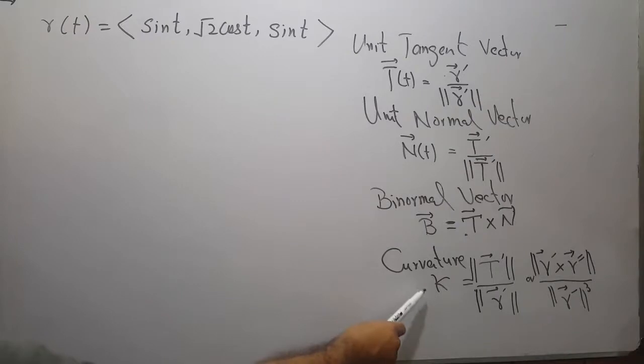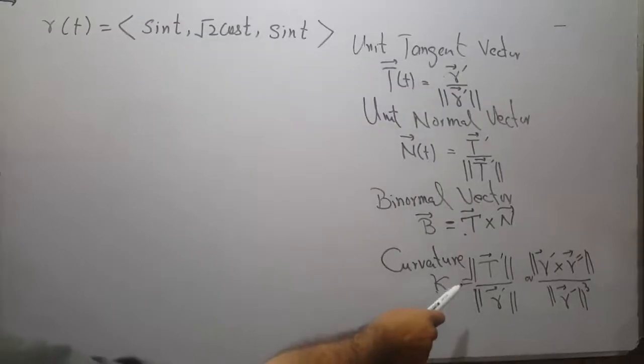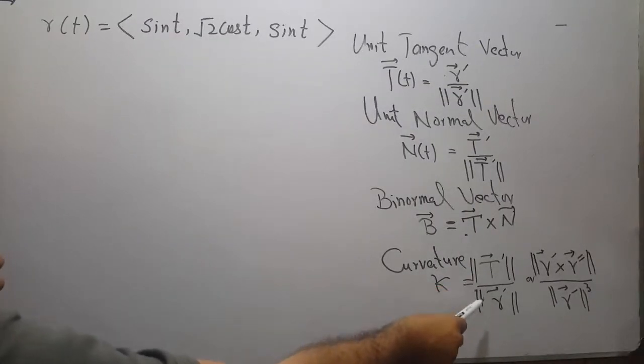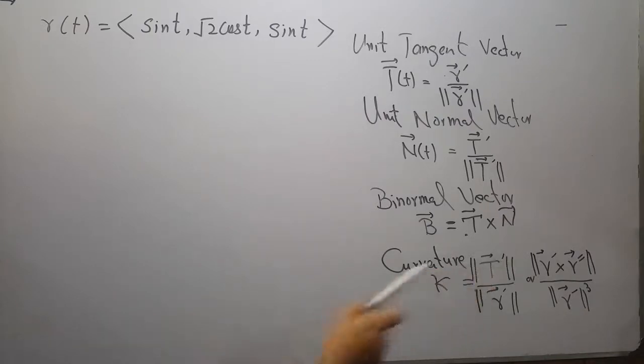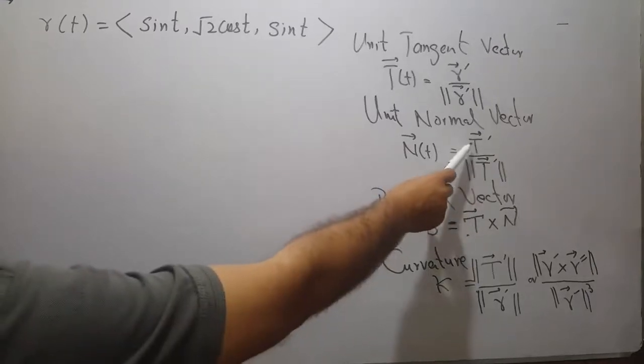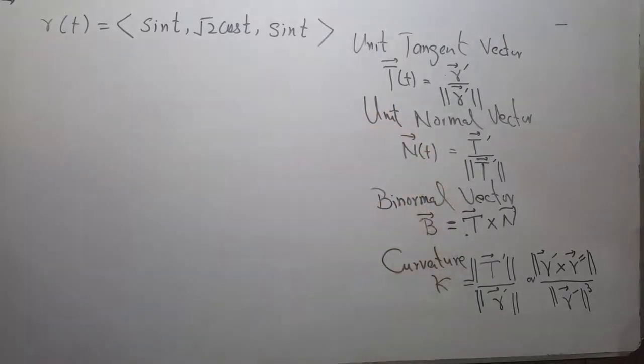And the curvature can be found by 2 different formulas. So that is T prime divided by the magnitude of r prime, or you can say the magnitude of r prime cross r double prime divided by the magnitude of r prime, whole cubed. So you can use either of these formulas. Instead of using this one, you can take the derivative of this one and use it. So it's up to you.